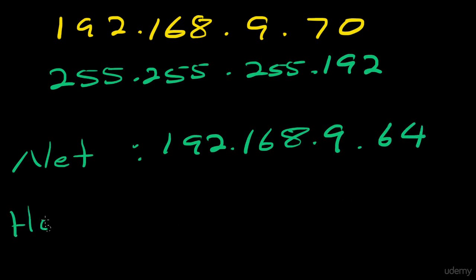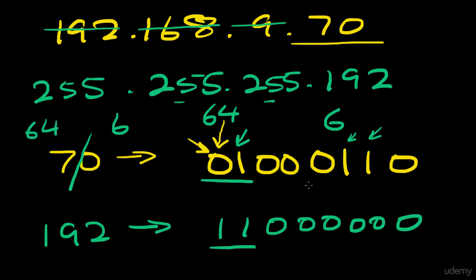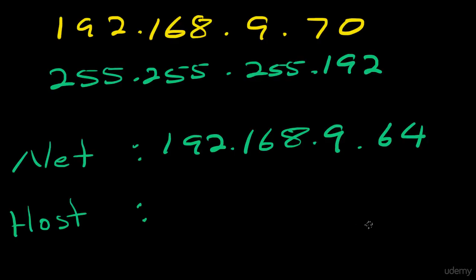The host ID are the bits that are left uncovered. Coming back here, that would be these 6 bits which carry a value of 6. Because this is 1, the others are 0. So flipping back here, my host ID is .6. And if you added the host ID to the network ID, you should always get back your IP address. If you do that addition and you don't get back your IP address, you made a calculation error somewhere. So 64 plus 6 is 70. We get back our original IP address. This computation is correct.